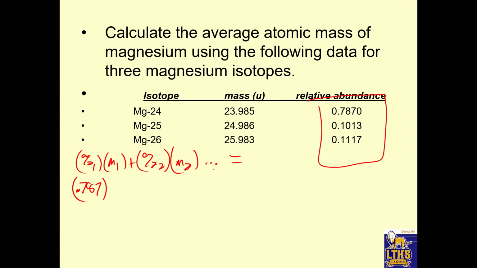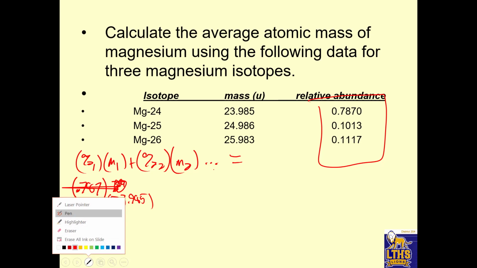So percentage 1, 0.787 times 23. Wow, I just misspelled 23. Times 23.985. Notice how it's not an even number. Magnesium 24 weighs 23.985. That's going to happen, right? So if it tells you that's what it is, that's what it is.